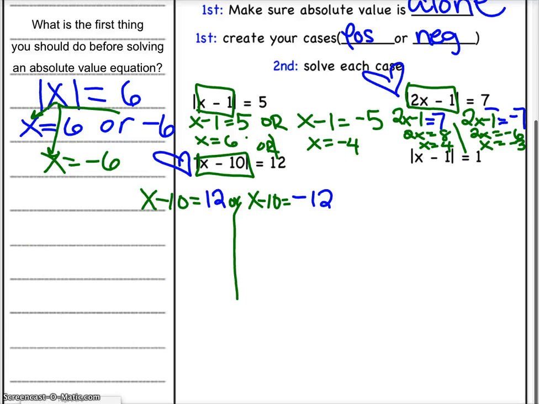Solve both cases. Adding 10, you get x equals 22. Adding 10, you get x equals negative 2. Those are my two cases.